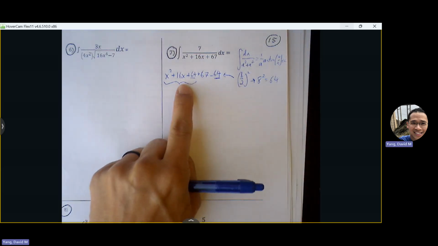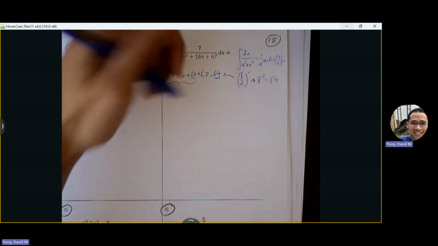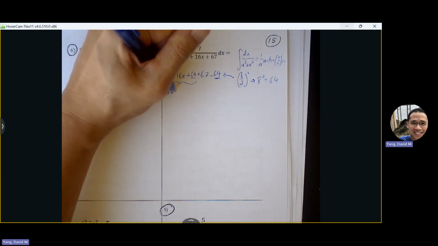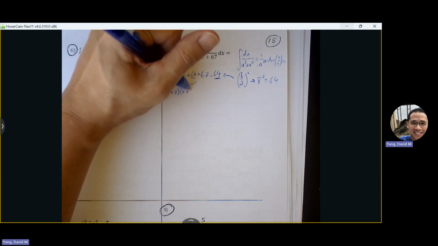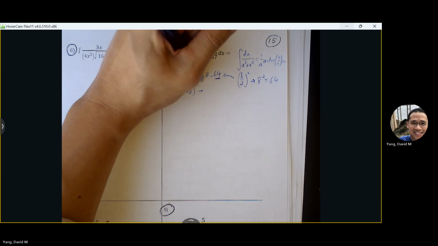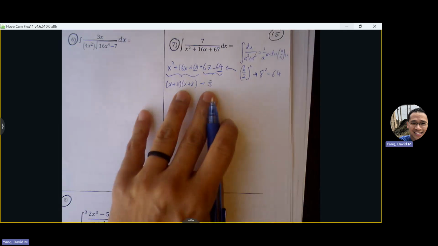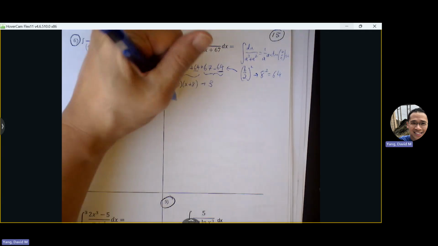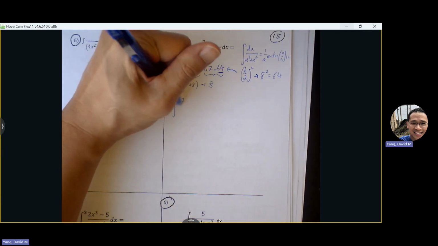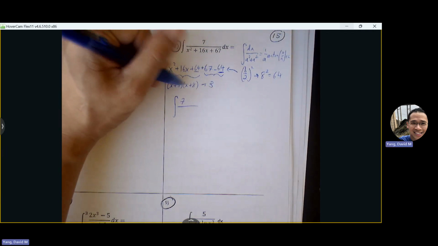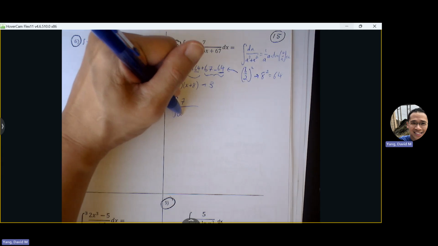So this is going to factor nicely. Multiplies to be 64, adds to be 16. It'll be 8 and 8. So now we can put it back into our problem here. We can combine that to be a binomial squared.